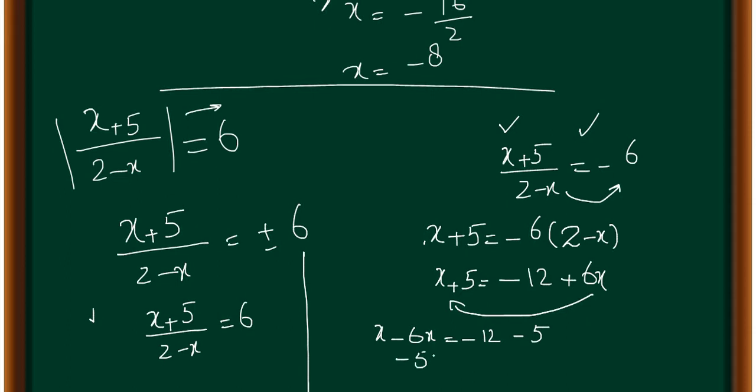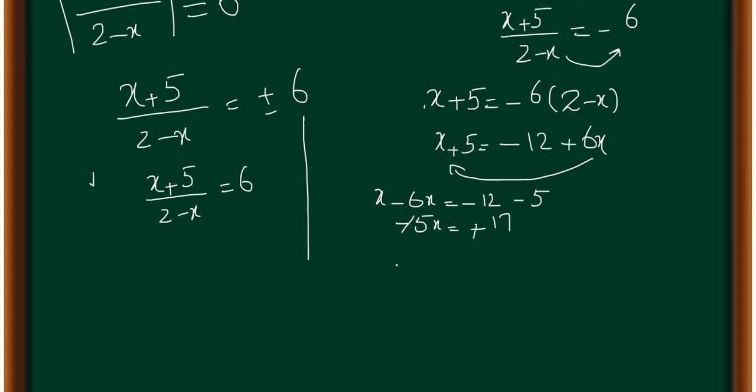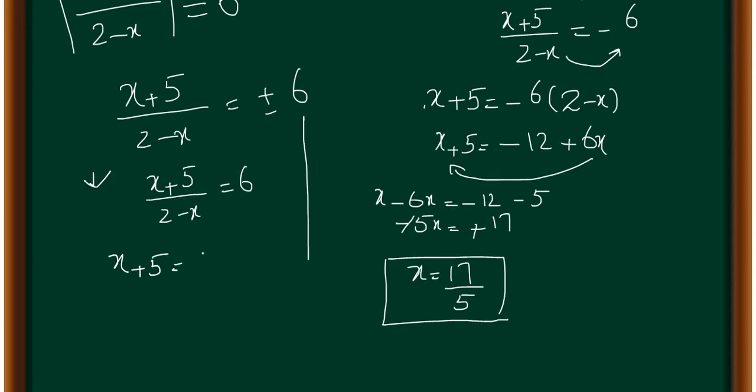Here I get minus 5x is equal to minus 17. Minus minus cancel out, and here x is equal to 17 over 5. Okay, this is the solution of this equation, and here we get the value of x, that is 17 over 5. Now I am solving this side, that is positive 6. X plus 5 is equal to 6 multiplied with 2 minus x.